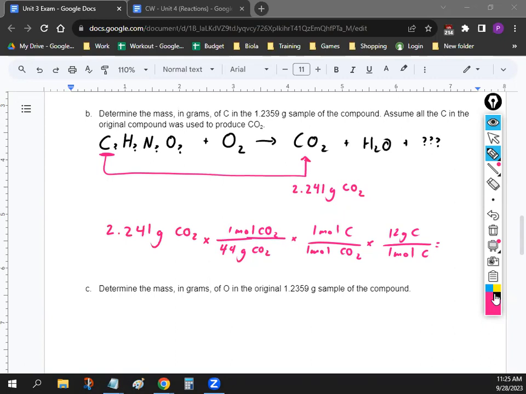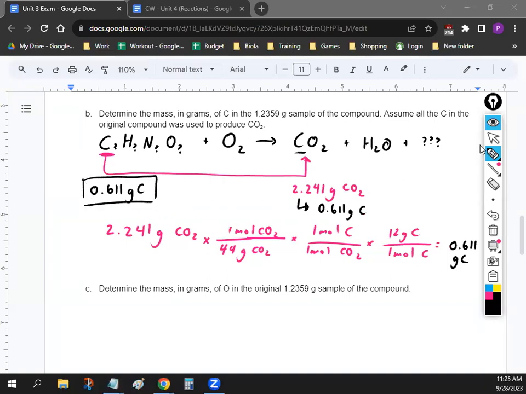So if you plug and chug that into your calculator, you should figure out that there are 0.611 grams of carbon inside your 2.2 grams. So 0.611 grams of carbon. And again, since all of the carbon in here came from here, that means there are 0.611 grams of carbon in your original compound as well.